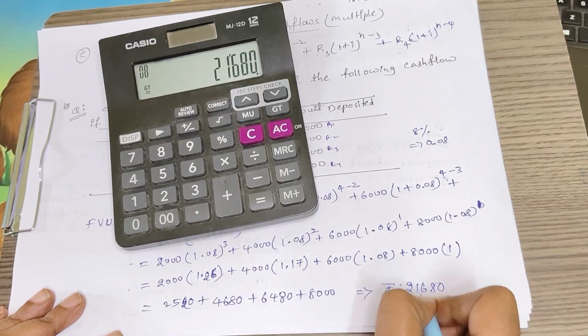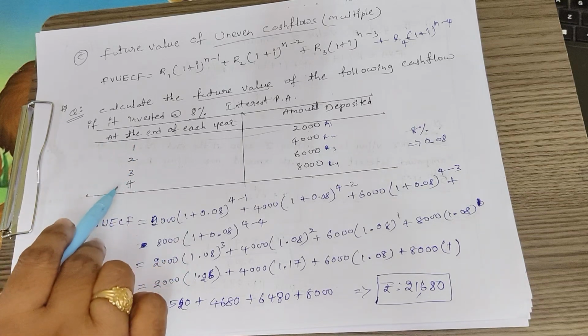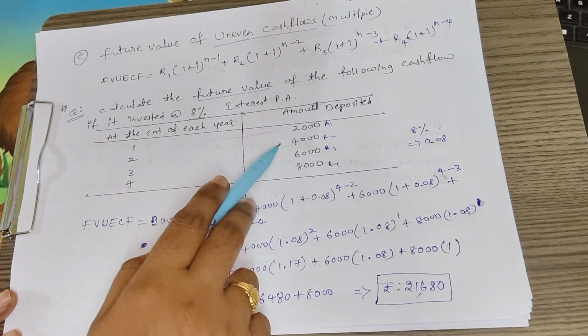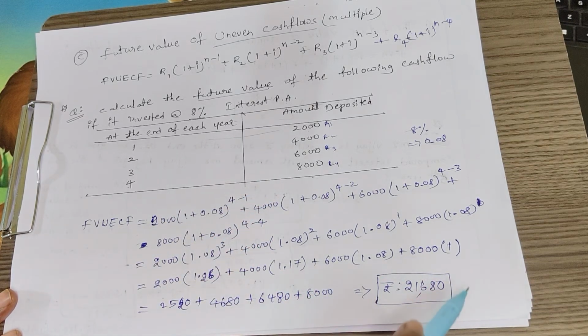What is this 21,680? Future value of uneven cash flow. After the 4th year, you are receiving this amount. If you are investing a different amount every year, like 2,000, 4,000, 6,000, 8,000, then at the end of the 4th year, you will get this amount.